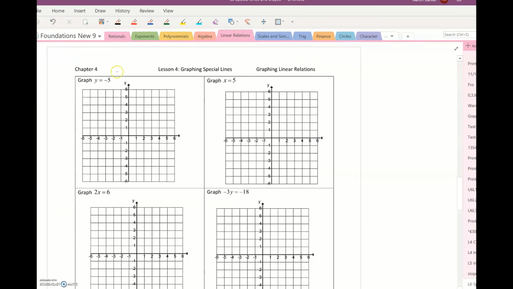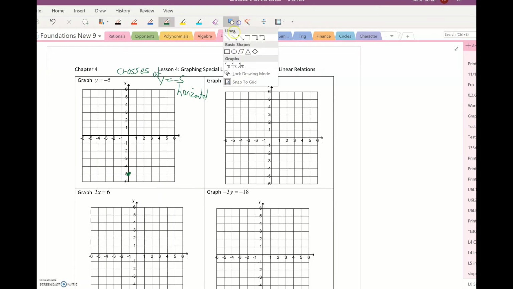Here we have y equals -5. So y equals -5 is down here. And so it crosses at y equals -5. So that is going to be a horizontal line. Keyword, need to know: horizontal. So I would make my line with my ruler just like that. I would use a ruler because I want to demonstrate the proper way to do it.